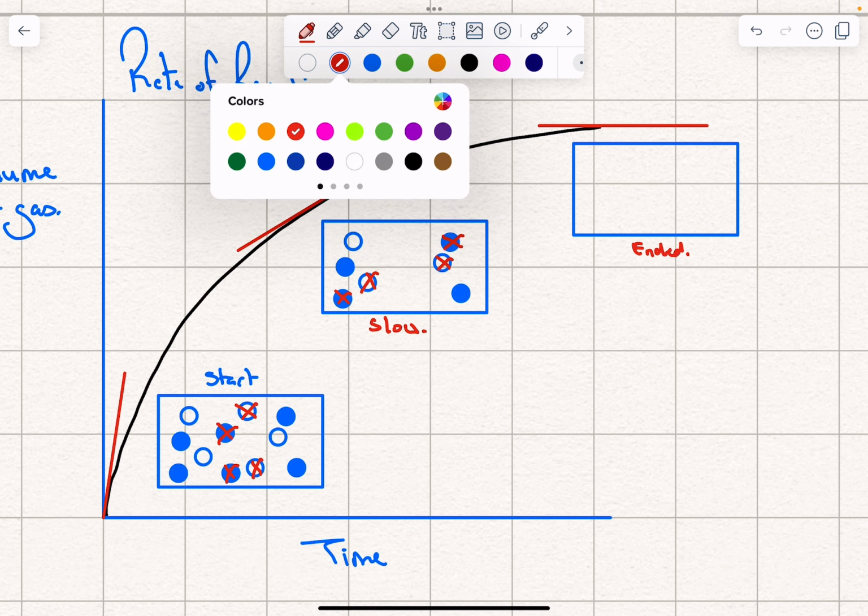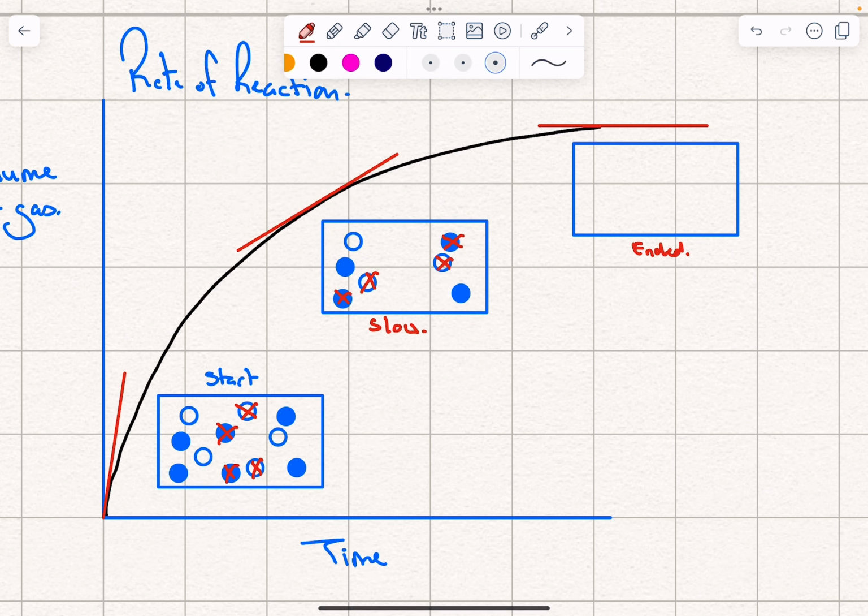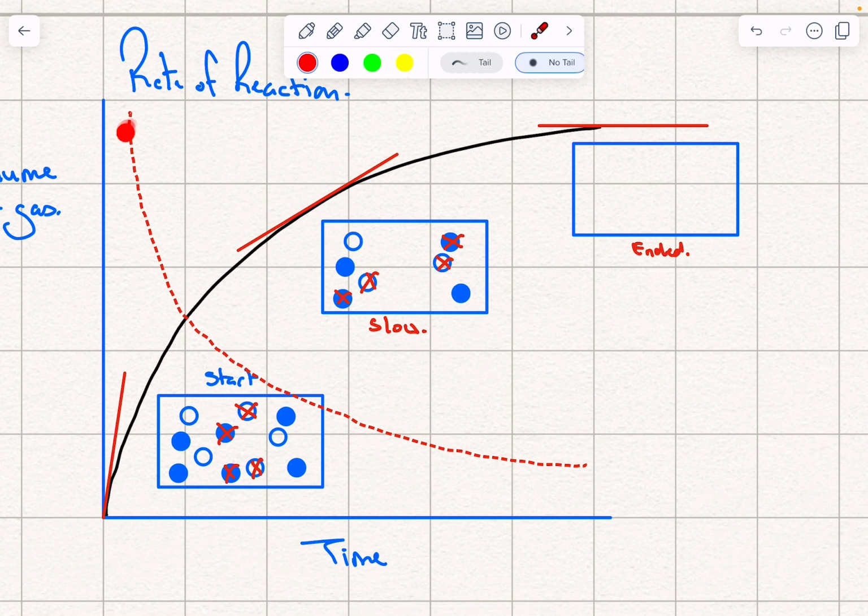This would be the same, if I just use a different type of pen, this would be the same if the reaction was measured this way. You would still get this kind of shape coming across, which shows exactly the same thing in that at the beginning, the reaction is its quickest, and as it goes on, the reaction gets less and less and less until eventually it stops.